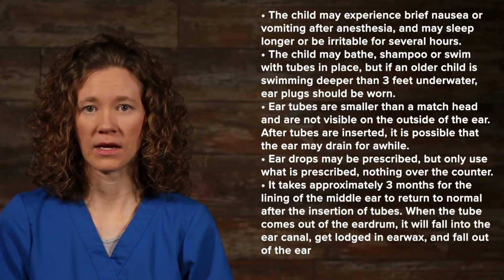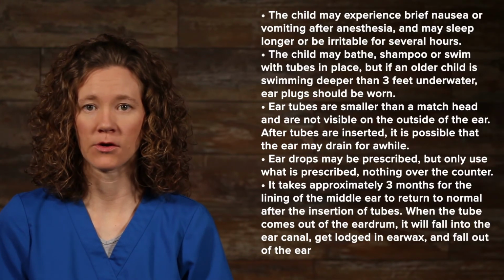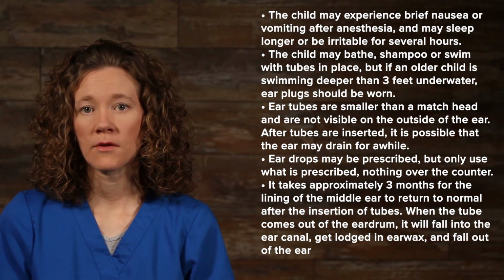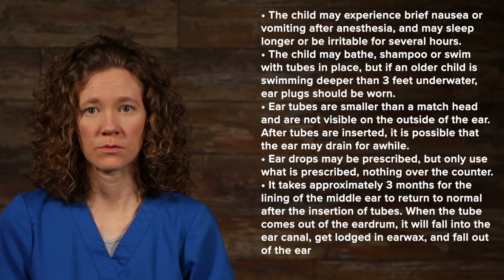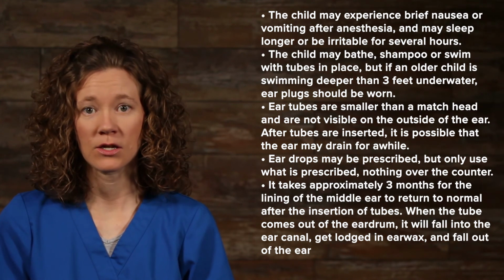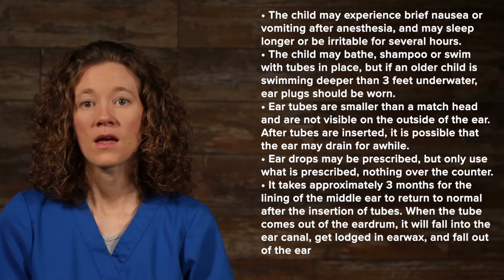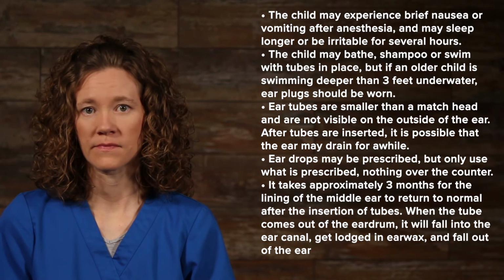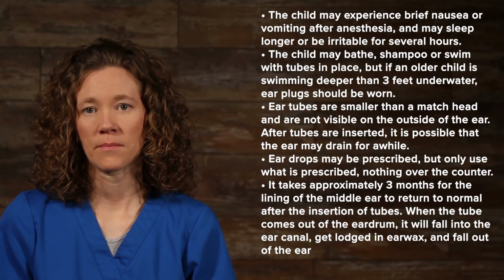Patient education for post-op placement of ear tubes includes educating the patient that the child may experience brief nausea or vomiting after anesthesia and may sleep longer that day or be irritable for several hours. The child may bathe, shampoo, or swim with tubes in place, but if an older child is swimming deeper than 3 feet underwater, earplugs should be worn. Ear tubes are smaller than a match head and are not visible on the outside of the ear, but can be seen with an otoscope.